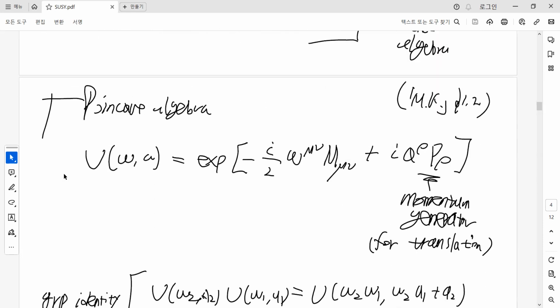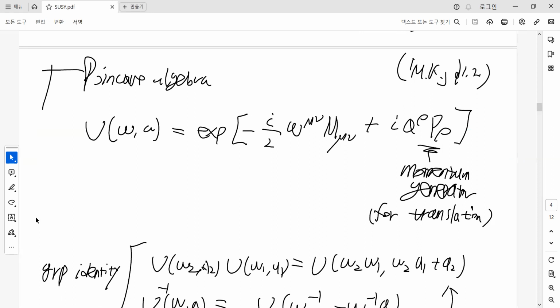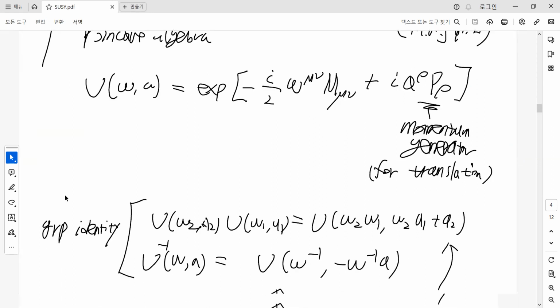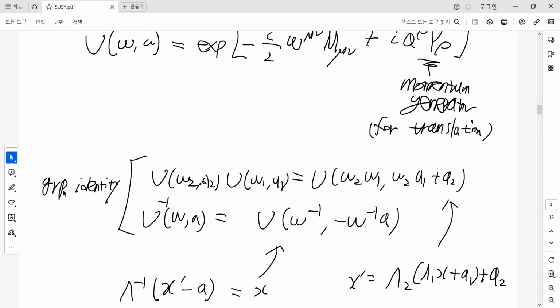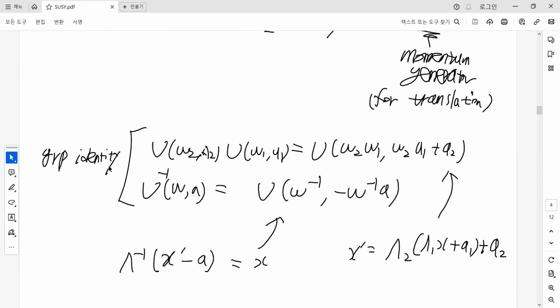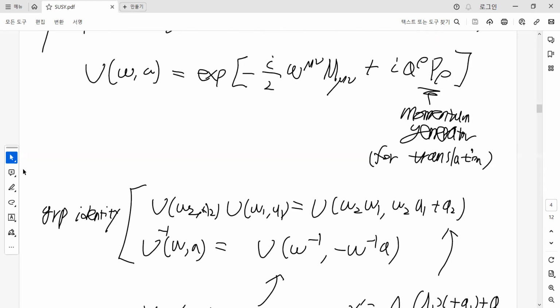We already know how the momentum generators can be represented: it is just i partial mu in quantum mechanics. And now we want to deduce the commutator relation between the momentum and the generator M mu nu. We will use the group identity. This is quite simple. There are two parameters: one is the antisymmetric parameter for the generator M mu nu, and the other is the translation parameter for the momentum generator.